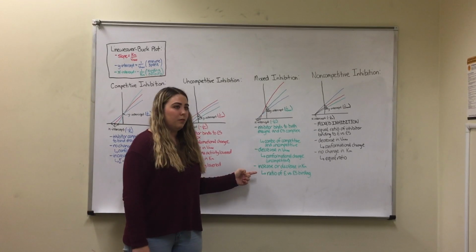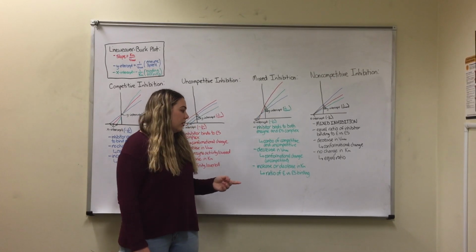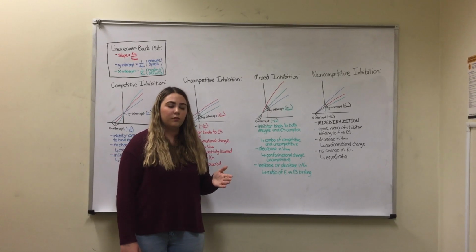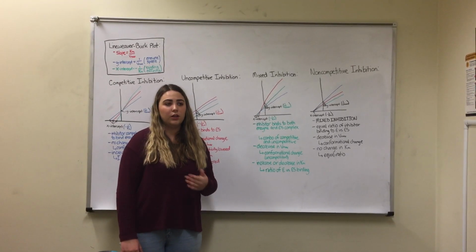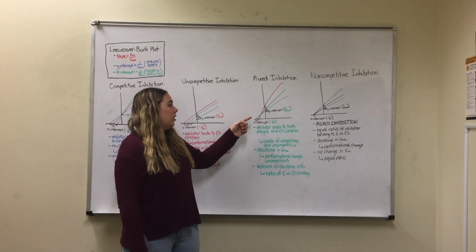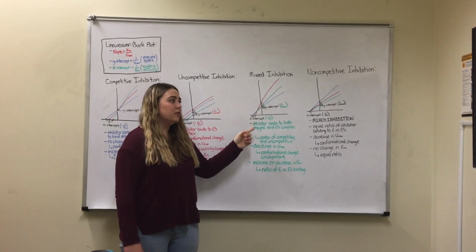But for your Km, your binding affinity, there can be either an increase or a decrease, depending on the ratio of how much of your inhibitor is binding to your enzyme versus how much of it is binding to your enzyme substrate complex. So for this one, you see a change in both your y-intercept and your x-intercept.